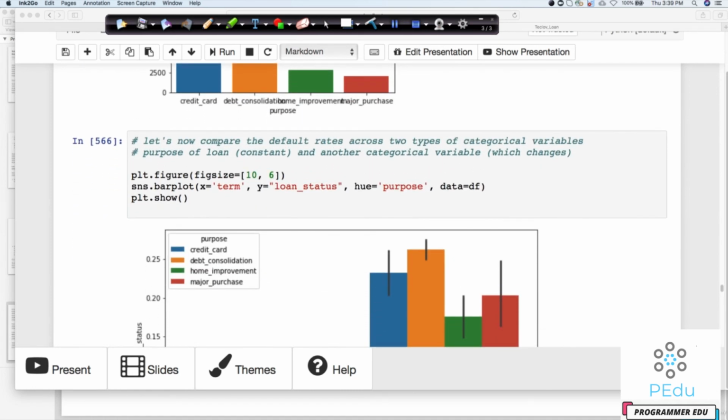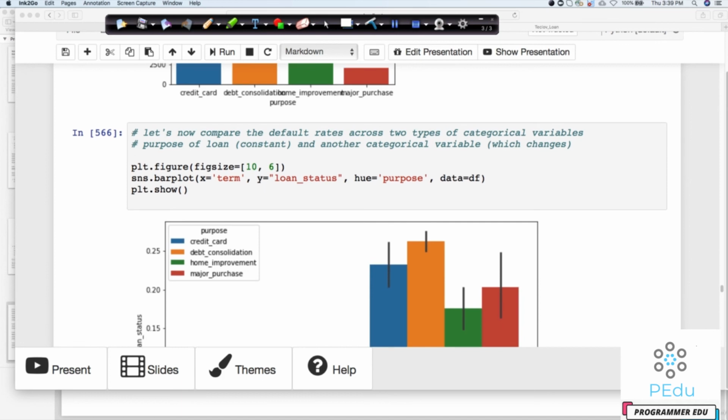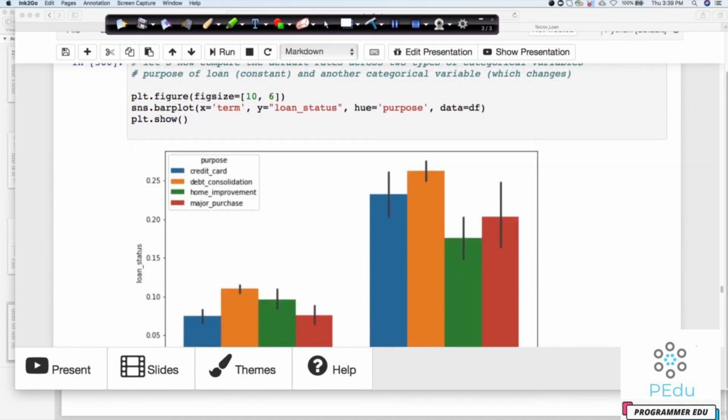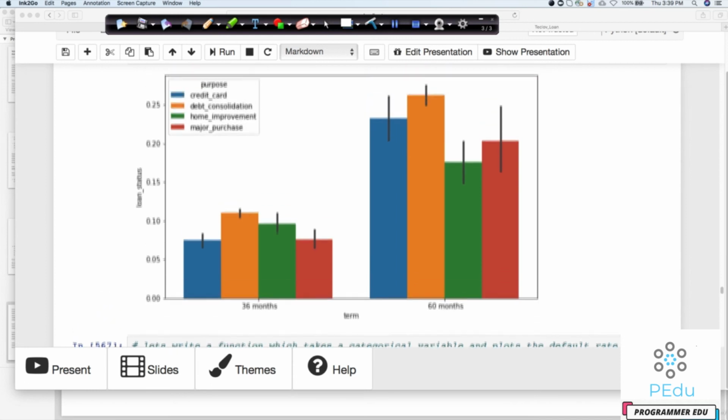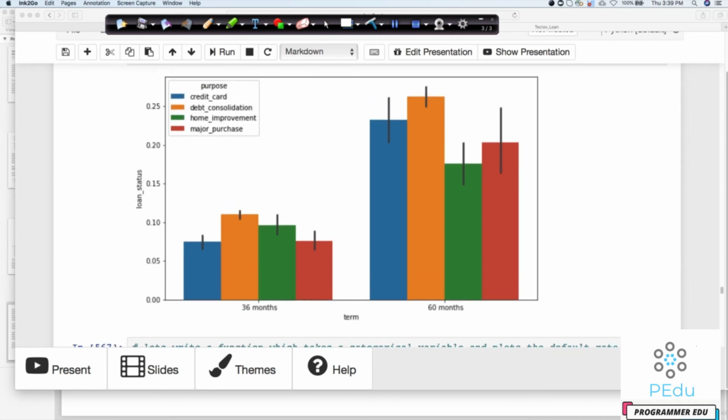But now, using this column, we are going to perform a segmented univariate analysis. Let me show you how. In this case, we will plot a graph with respect to term, like 36 month and 60 month. But now we have divided it based on credit card, based on debt consolidation and so on. So this is interesting, right?